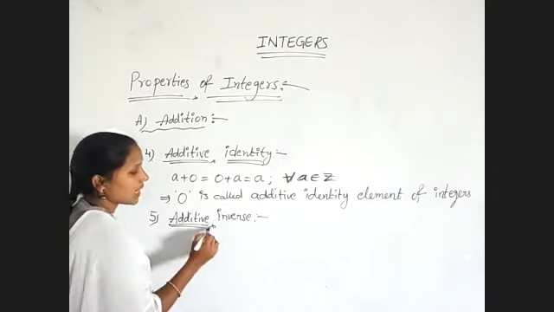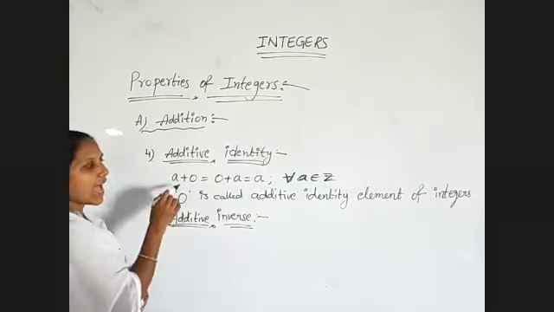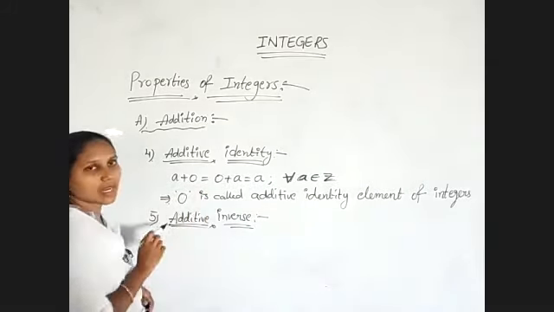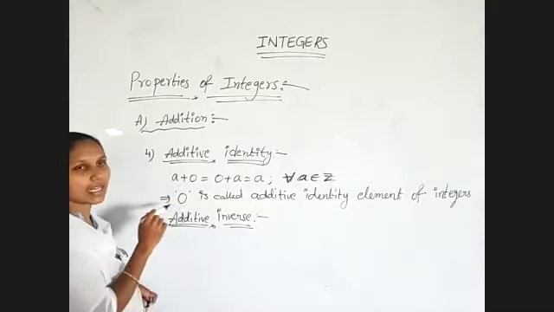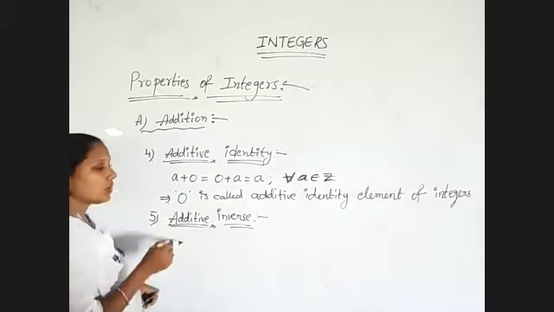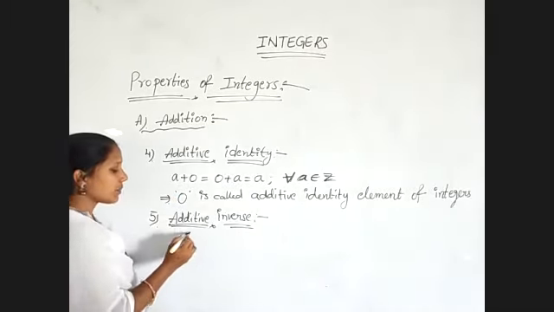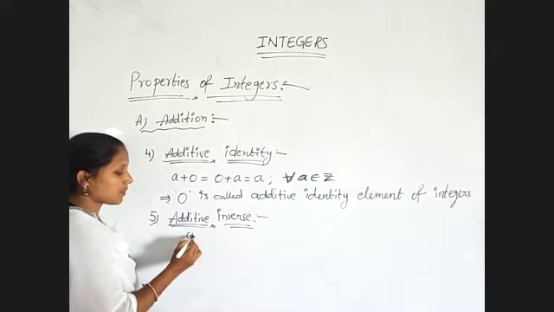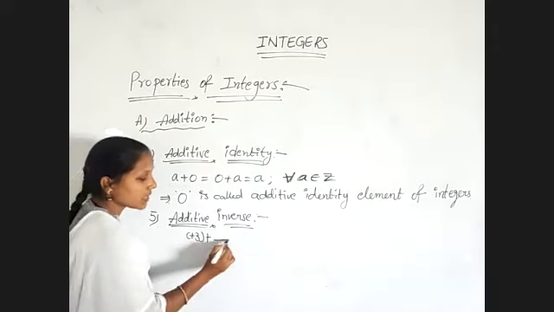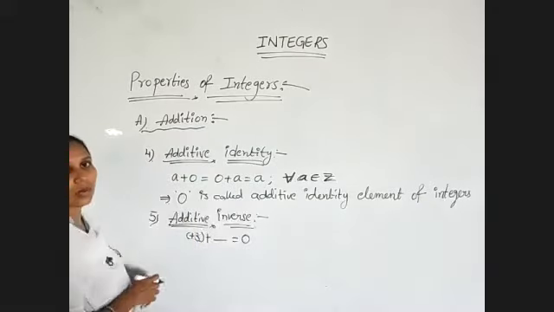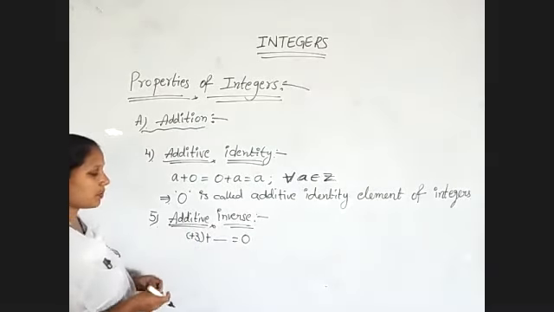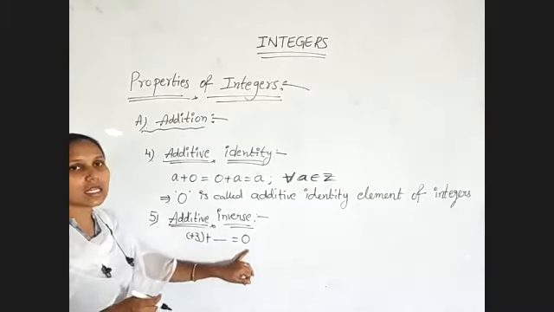So just now I have told you, by adding which number we are getting the same number as the result. That is called additive identity. Now, by adding which number do we get, for suppose +3, the result as 0? So +3, I want to get 0 as a result.